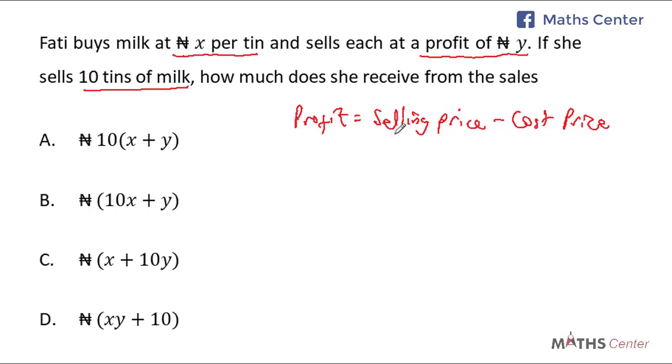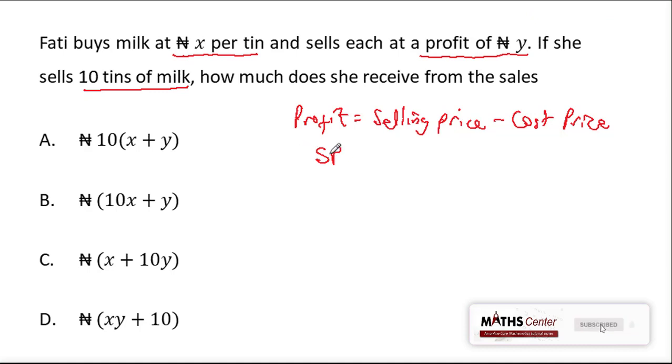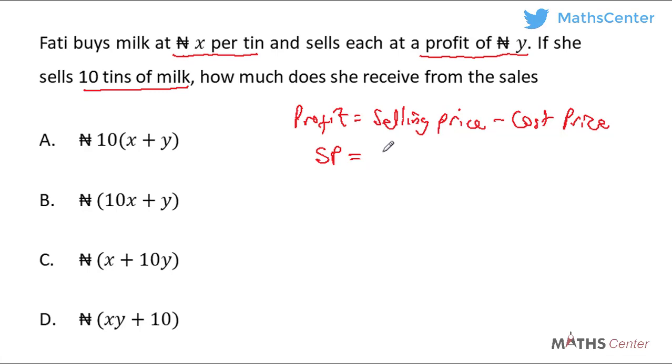If we make selling price the subject here, we are going to have the selling price, which I'll represent with SP, to be equal to the cost price plus profit. So selling price is equal to cost price plus profit. We want the selling price if she sells 10 tins of milk. To find that, we will first have to find the selling price for 1 tin of milk, and then we will multiply our answer by 10.